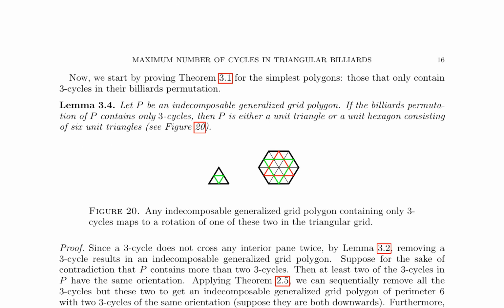The authors initiate the proof of theorem 3.1 for the simplest polygons, which exclusively contain 3 cycles in their billiards permutation. They introduce lemma 3.4, stating that if an indecomposable generalized grid polygon's billiards permutation contains only 3 cycles, then it is either a unit triangle or a unit hexagon consisting of 6 unit triangles, as depicted in Figure 20.